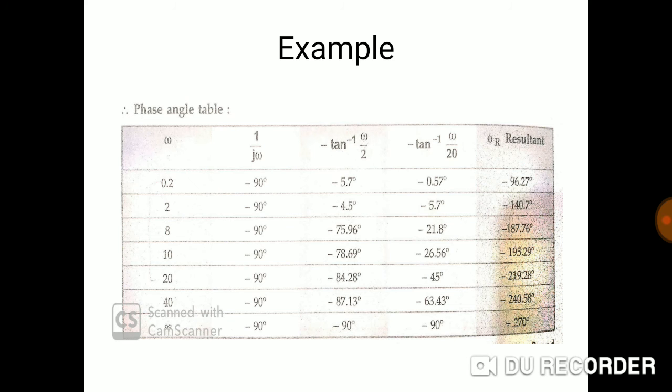I'm changing omega as 0.2, 2, 8, 10, 20, 40, 80 in this way. You can also change it by considering 0.1, 0.2, 5, 10 in this way. Omega is variable, depending on your choice you can change it, and you have to find the answer by putting the value of omega here. For 1 upon j omega, the angle is always minus 90 degrees. Already we have listed it in the basic factor table.